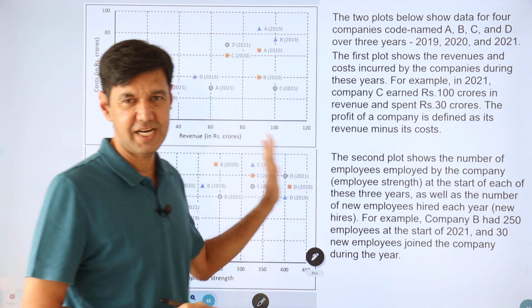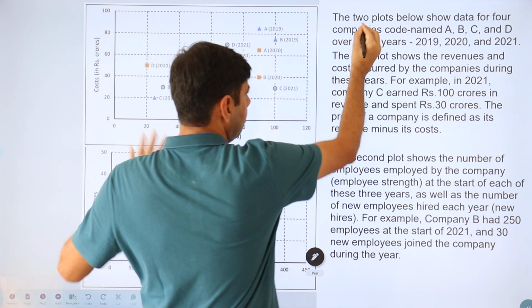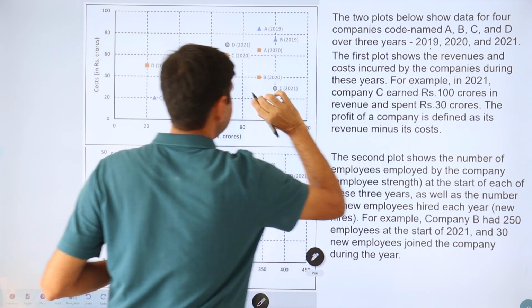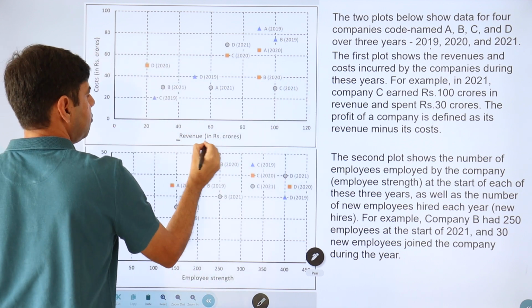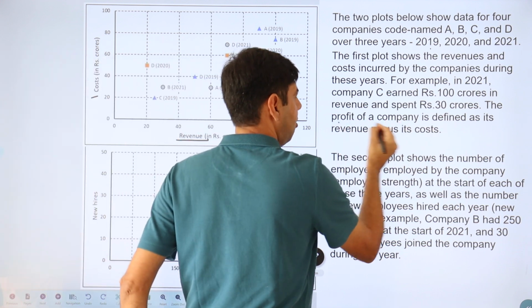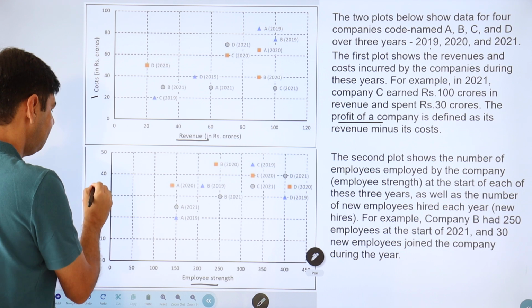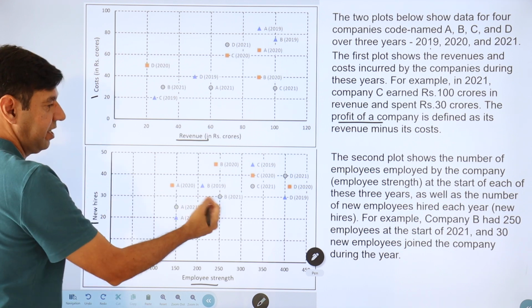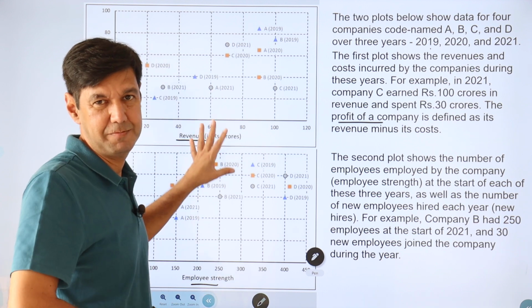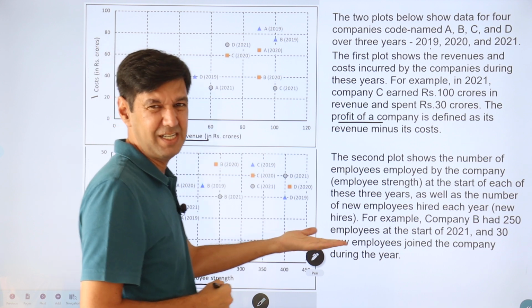A straightforward DI set. We are given two different scatter graphs, 4 companies, 3 years, A, B, C, D. The first one is showing the relation between revenue and cost. Profit is defined. The second is talking about the employee strength and the number of new joinees in that particular year. You just need to be able to read the set, be particular about your numbers, and that's enough, right?